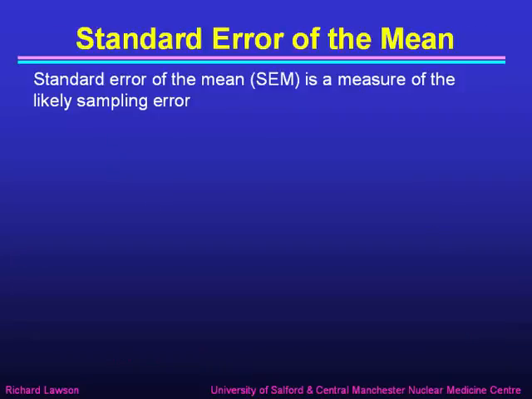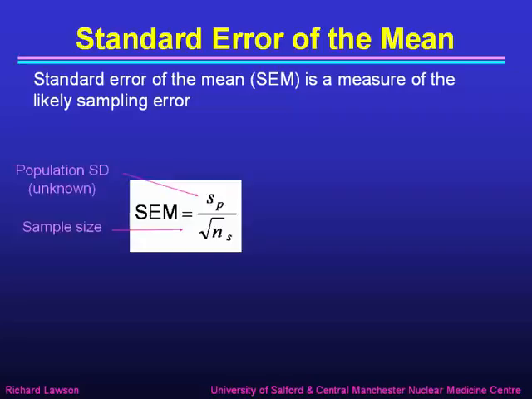There's a quantity called the standard error of the mean, which is very useful in measuring this. The standard error of the mean, abbreviated to SEM, is just a measure of the likely sampling error. It is defined by SEM equals the population standard deviation SP divided by the square root of the number in the sample, NS. The problem is that the population standard deviation SP may well be unknown. So even though we know the sample size, we can't calculate this necessarily.